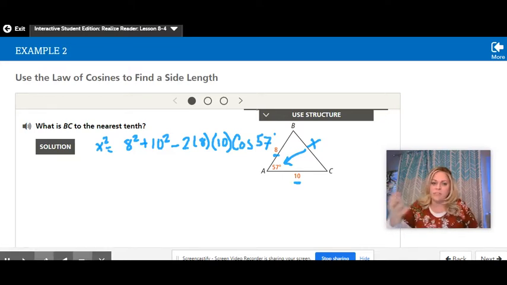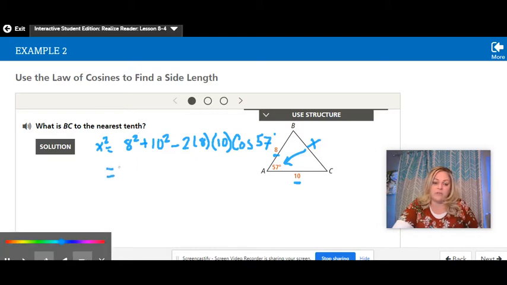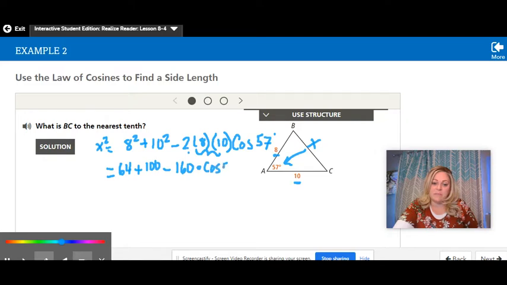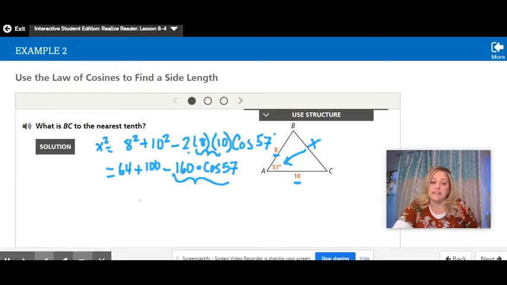Which seems very complicated when you see the formula all at once, but when you're plugging it in, you're like, oh, these are numbers. These are doable numbers, especially if you have a calculator near you. So 8 squared is 64, plus 10 squared, 100, minus, well, 8 times 10 is 80, times 2, that's 160, times the cosine of 57.